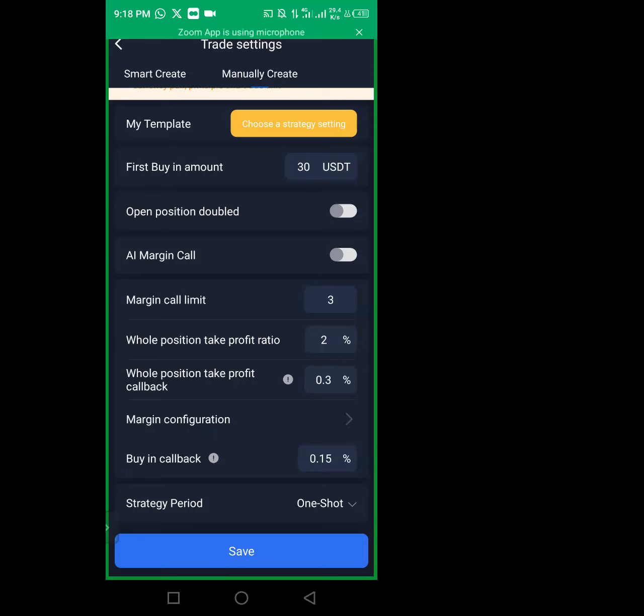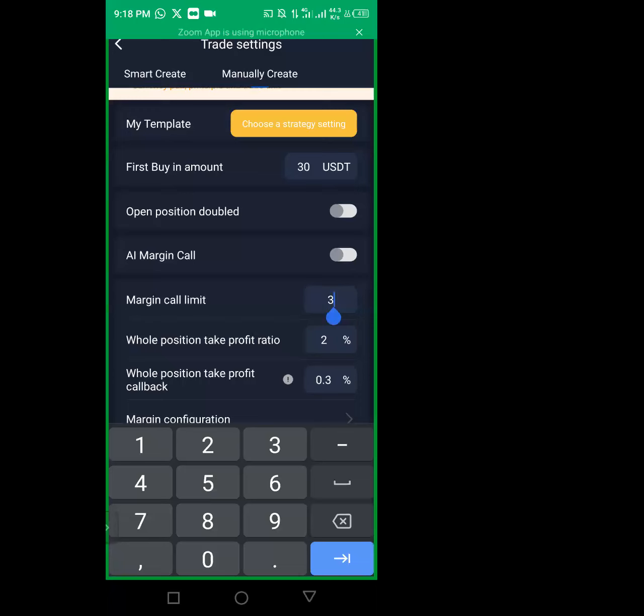So 70 divided by 11. I said the lowest USDT you can use is... 6.3. So we only use the whole number, which is 6. The margin call limit cannot be 6.3, you cannot put a decimal. So we are only using 6, as in one whole number, which means the margin call limit here is 6.